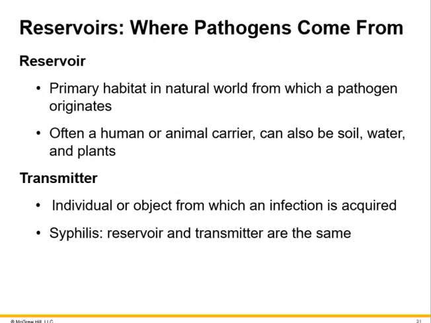Rather, there's a transmitter of contaminated food, because your vegetables do grow in the soil. So it can be on your food, and then if you don't wash your food, you can ingest the bacteria. So the transmitter would be the food. Okay. So your reservoir and your transmitter can be the same, or they can be different.